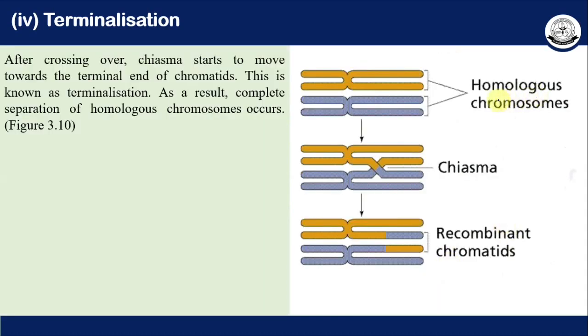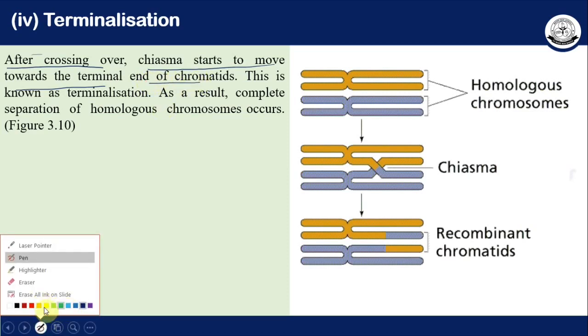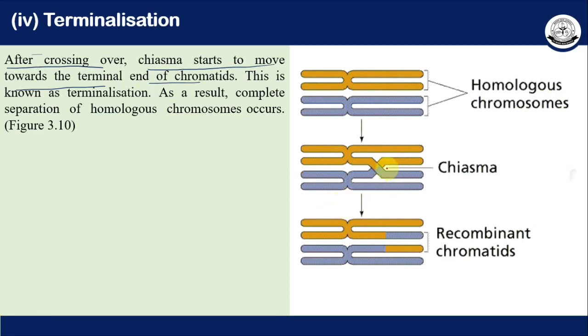Okay, then terminalization. After crossing over is completed, the chiasma starts to move towards the terminal end of the chromatid. This is known as terminalization. The chiasma moves down, the chromatids gradually separate, and at last both separate completely. This is called terminalization or ending.